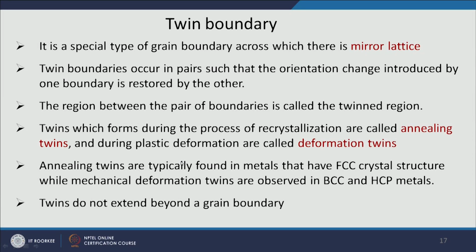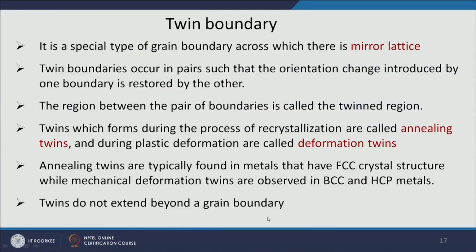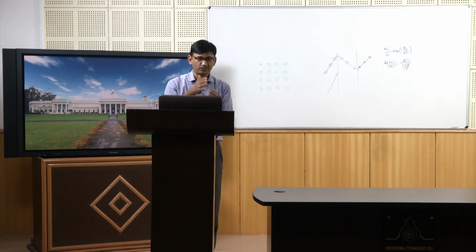So, if you have two boundaries together, the orientation change introduced by one boundary is restored by the other. The region between the pair of boundaries is called the twinned region. So, this area will be called the twinned region. Twins which form during the process of recrystallization are called annealing twins, and those formed during plastic deformation are called deformation twins. Annealing twins are typically found in metals that have FCC crystal structure, while mechanical deformation twins are observed in BCC and HCP metals. So, you can understand that all these features also depend on the crystal structures which we studied in the beginning. Twins do not extend beyond a grain boundary. A grain boundary is a kind of limit for any twin to go beyond.